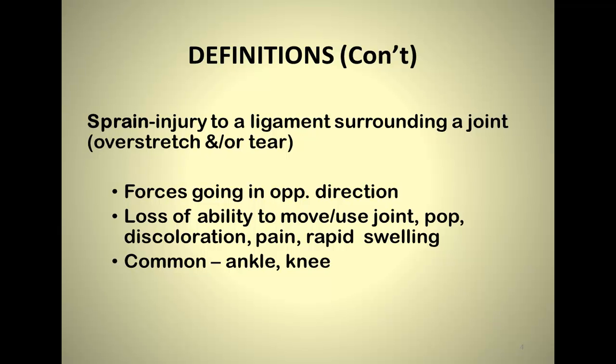Sprains. That's an injury to a ligament that's surrounding a joint. You can overstretch or tear it also. You've got forces going in opposite directions. You lose the ability to move or use the joint. Sometimes you'll hear it pop. You'll end up with discoloration, and that's usually from micro vessels getting torn and bleeding in that area. Think about your ankle sometimes. You get pain and rapid swelling. Very common in a knee or an ankle.